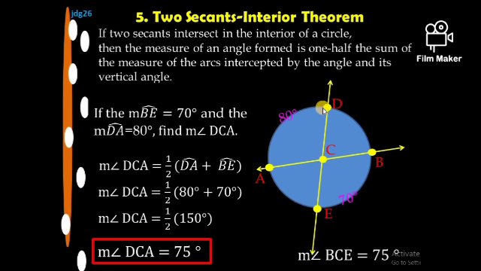So, therefore, this angle DCA is 75 degrees and also yung vertical angle niya which is angle DCE is also 75 degrees. And that's it.